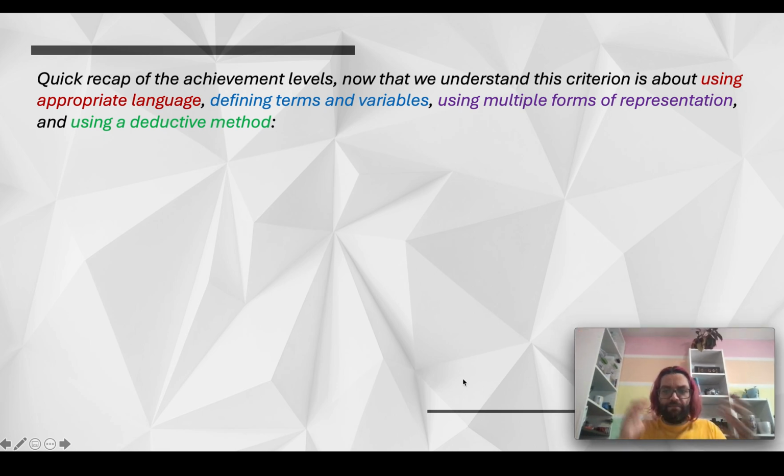It can be hard to keep track of all of this information at the same time. So I wanted to redisplay the achievement levels, now that we understand that there's 4 things. There's the red part, using appropriate language. There's the blue part, defining key variables and terms. There's the purple part, using multiple forms of representation. And the green part, using a deductive method.